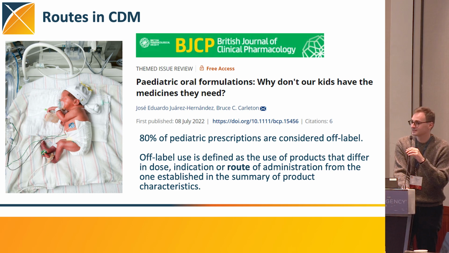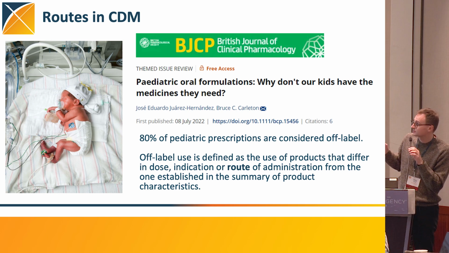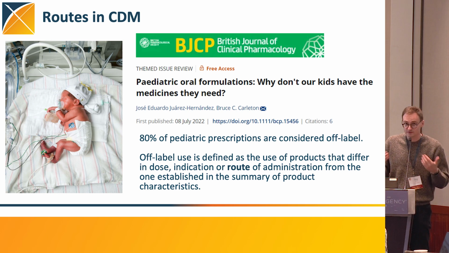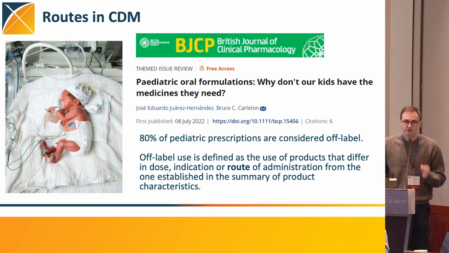So what can go wrong except for the presentation? The thing is, sometimes drug form does not match the route of administration. And a very common use case is a pediatric formulation. According to literature, up to 80% of pediatric prescriptions are considered off-label. And what are the reasons why they can be considered off-label? You see them here. It's either dose, indication, or route of administration. So it's a very common problem when routes do not match the forms.